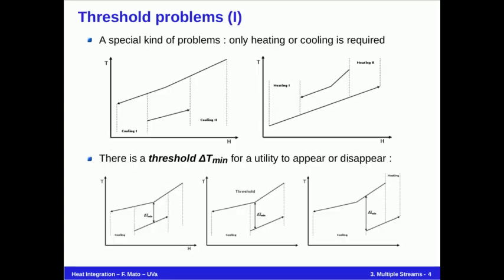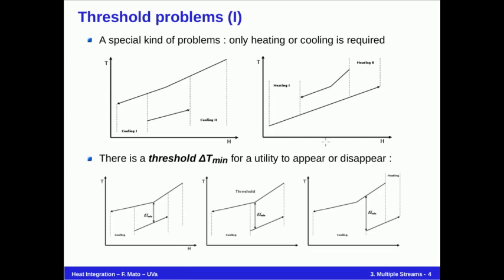To finish this lesson and the unit, we're going to talk about threshold problems. This is a special kind of problem where only heating or cooling is required. Here you have a threshold problem requiring just cooling because there is a lot of duty in the hot streams and much less in the cold streams. And here you have a threshold problem needing only heating.